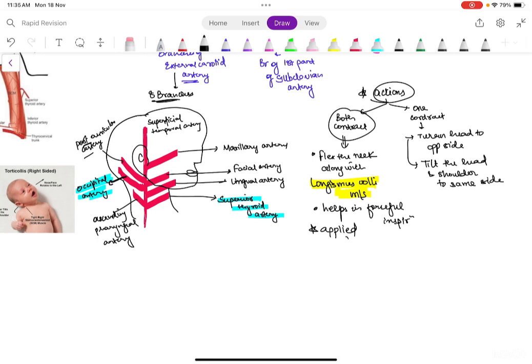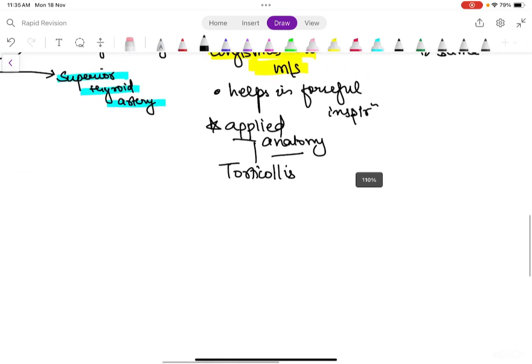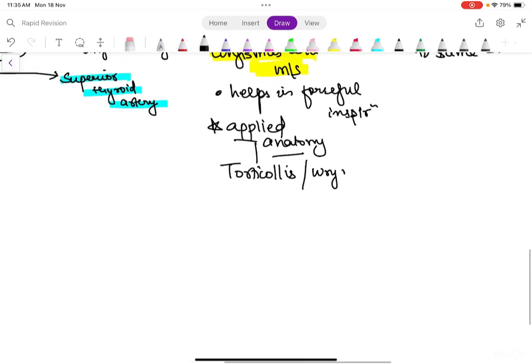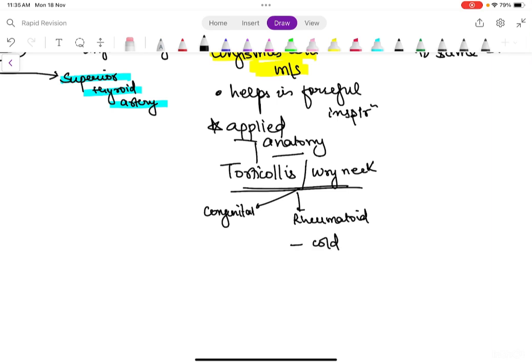Now why are we studying it is like applied anatomy. So there is a condition called as torticollis or wry neck. Now what happens is in torticollis either it is congenital or it is rheumatoid. In rheumatoid it is because of cold. Congenital is because of compression of veins or something. All right, torticollis.